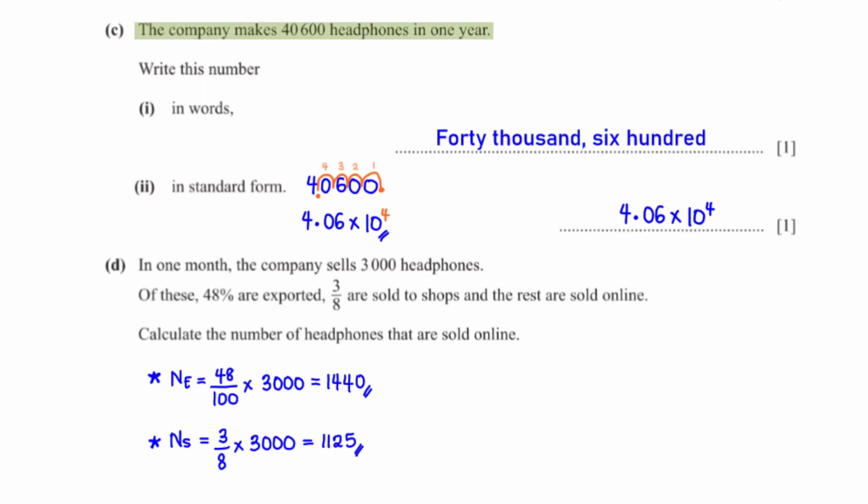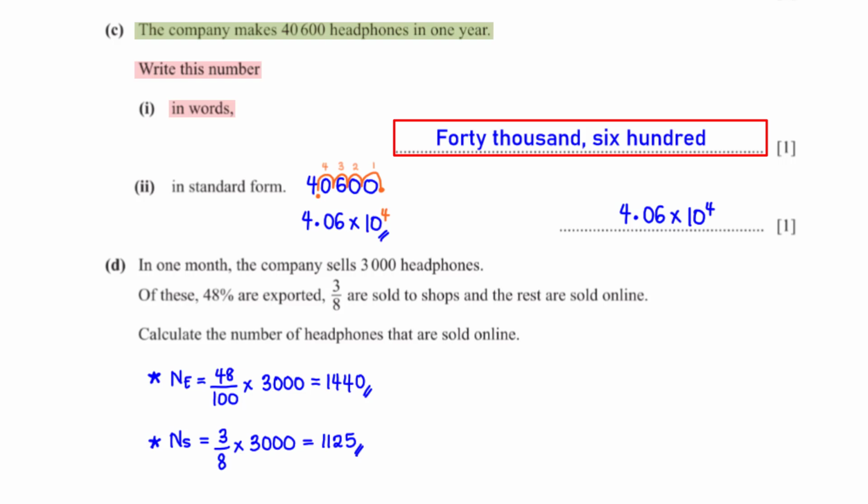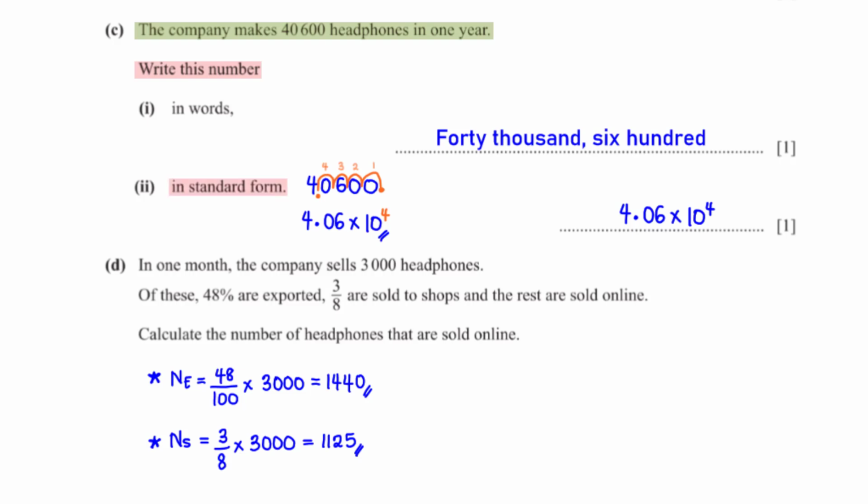The company makes 40,600 headphones in 1 year. Write this number in words. Here is the number written in words. 40,600. Write this number in standard form. To write this number in standard form, we move the decimal point from the end of the number to a position after the first non-zero digit, which is 4. This gives us 4.06. Since we moved the decimal point 4 units to the left, we multiply 4.06 by 10 raised to the power 4.